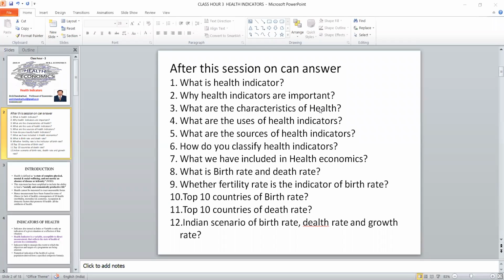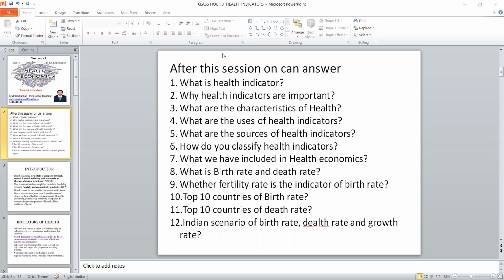I will list out what are the sources available to measure the health indicators, and how the health indicators are classified. What are the criteria for classification? In which way we can classify the health indicators, and whether we have to include these health indicators in health economics. So we have to reason out how health economics is important because of the health indicators, and some of the health indicators will be analyzed today.